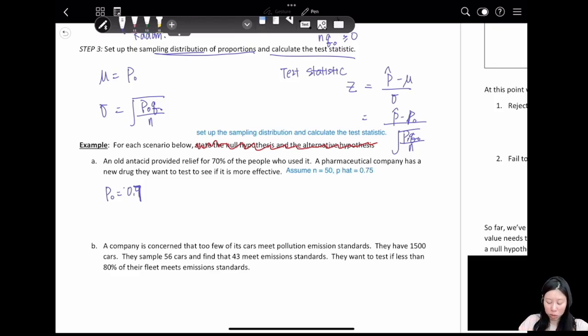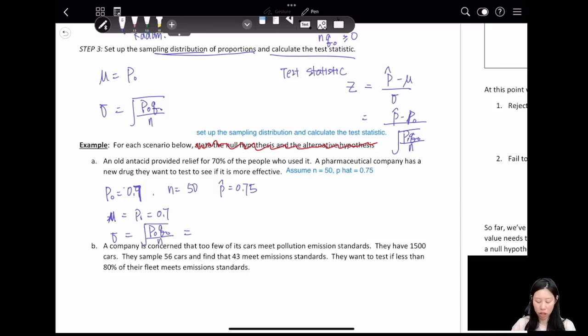We know that mu is equal to p naught. Maybe we should write down all the important information first. 70% is p naught, which is our null hypothesis proportion. Sample size n is equal to 50. P hat is equal to 0.75. That means from the sample, they found that 75% of people used it and found relief. So mu is equal to p naught, which is 0.7, and sigma equals the square root of p sub 0 q sub 0 divided by n. So p sub 0 equals 0.7, q sub 0 is 1 minus 0.7, which is 0.3, divided by n, which is 50, and take the square root of it.